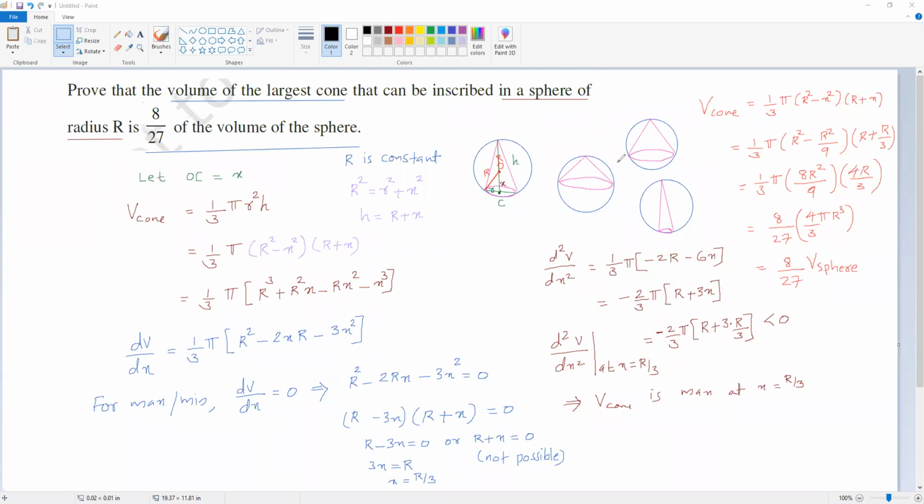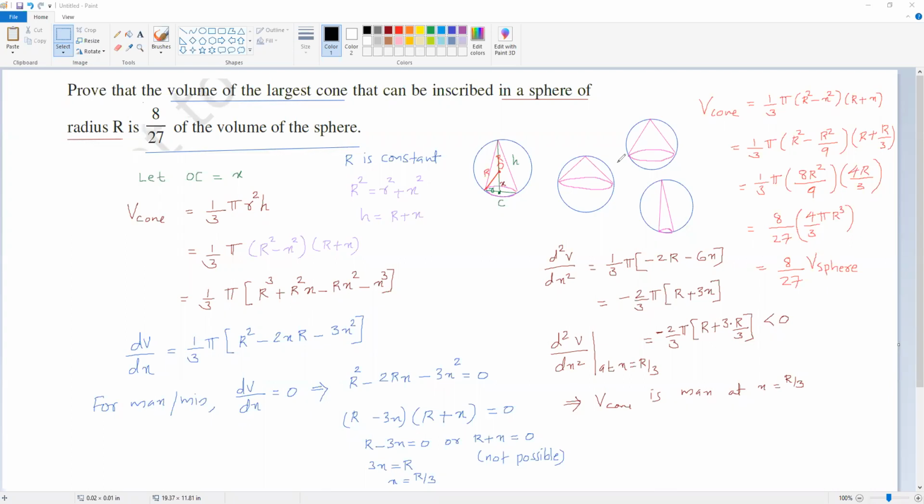देखो, this was the question. हमें proof करना था, prove that the volume of the largest cone that can be inscribed in a sphere of radius r is 8/27 of the volume of the sphere. सबसे पहले हमने कोन के लिए एक फॉर्मूला निकाला, उसमें दो वेरिएबल थे, small r and h. तो हमने उसको OC को x call करके, कोन का radius and height को x के terms में लिखा. सो एक ही वेरिएबल में आ गया.